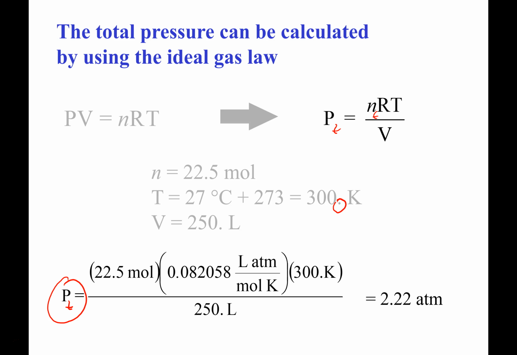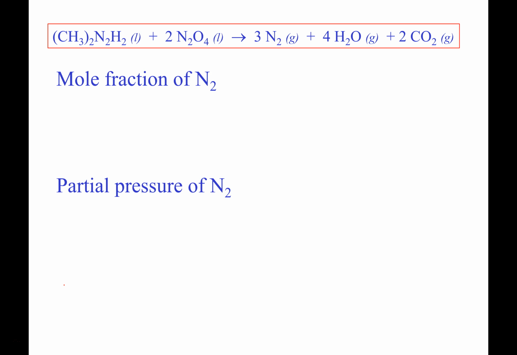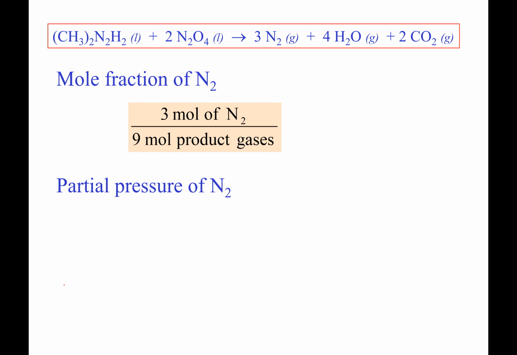So I don't know, now I need a mole fraction, right? And to get the mole fraction, I'm going to go back to the stoichiometry of the balanced equation again. So we said that there's a total of 9 moles of gas produced on the product side. The mole fraction of nitrogen, does this make sense, would be 3/9. 3 moles of N2 over 9 moles total gas produced.